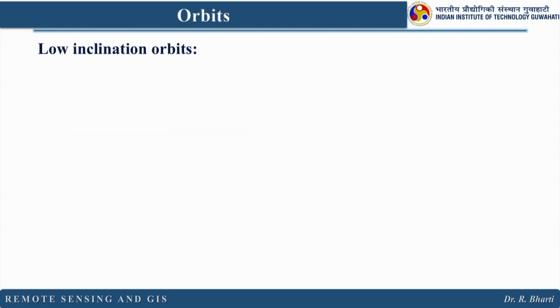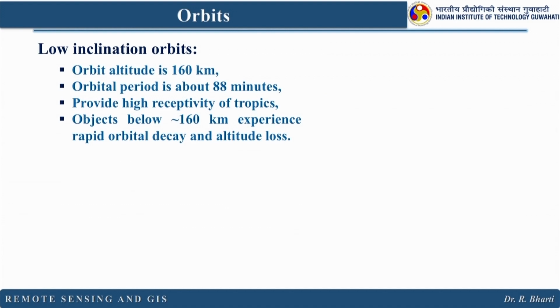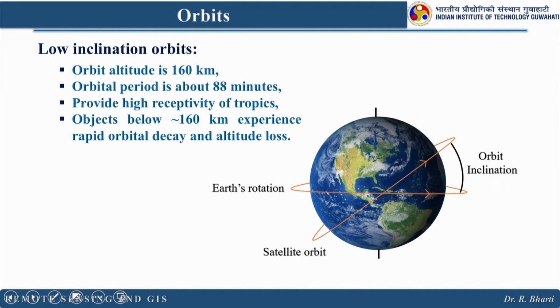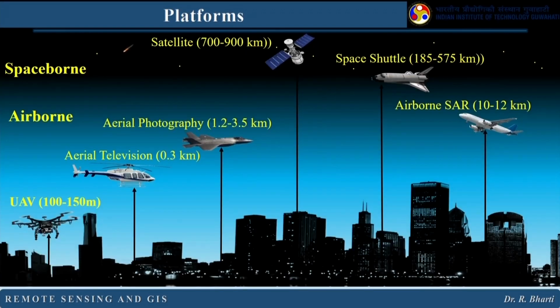The next one is low inclination orbit. So, orbit altitude is approximately 160 kilometers, orbital period is about 88 minutes, provides high receptivity of tropics, objects below 160 kilometers experience rapid orbital decay and altitude loss. So, you can see this one. Here this is the example of low orbiting satellites. Here these are the different platforms from where we capture these remote sensing data.